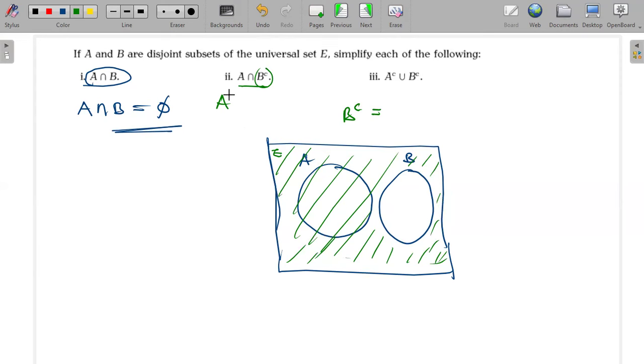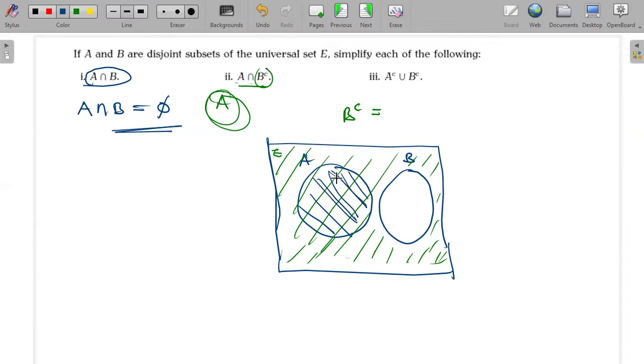Then they're telling you that you should intersect this with set A. So it's A intersect B complement. So find the common part with the set A. So now here it means we just shade the set A like that. That's what we're going to shade.